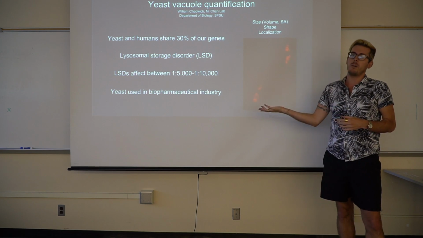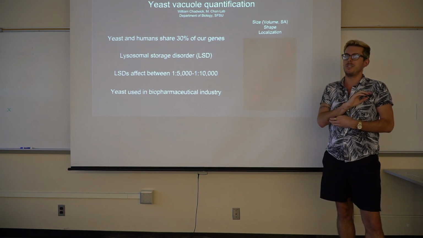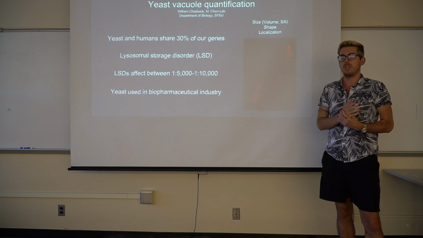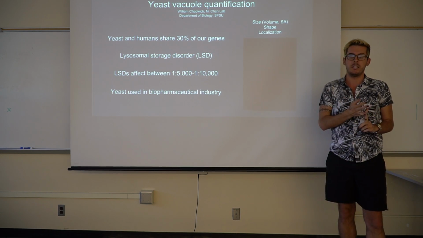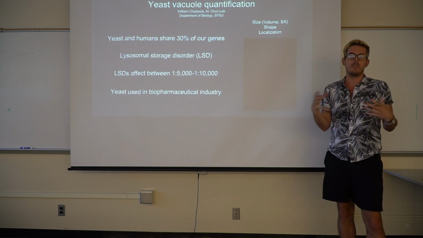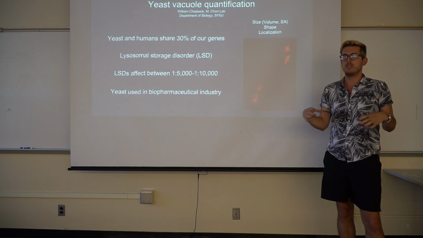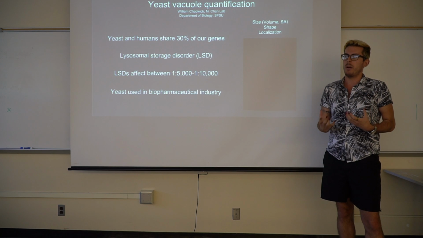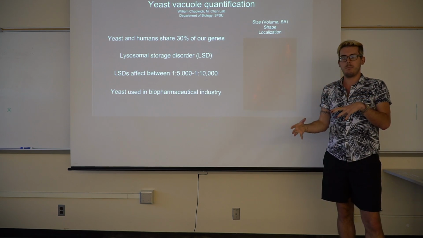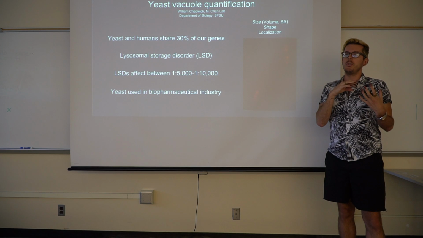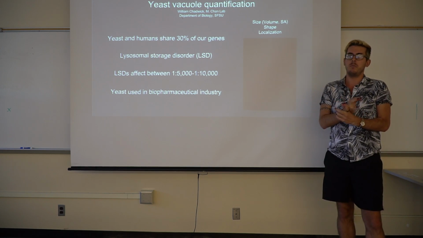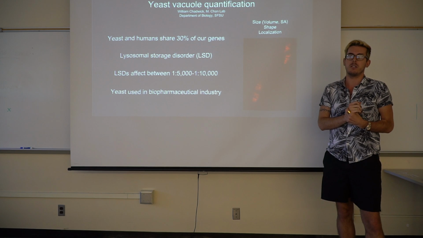Yeast are also used in the biopharmaceutical industry to make things like insulin and vaccines, and they're also used in commercial industries to make things like beer and bread. And so understanding how the yeast control the size and the movement of their vacuoles within their own cells can really help us understand more about how these processes work and how we can both fix them when they get messed up, and how we can also control them enough to perhaps improve production of these things or change the way they do various mechanisms in their cell.